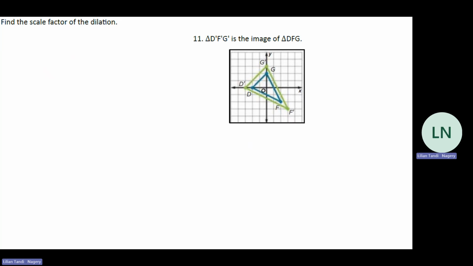Alright, you will do the same thing here. So I will write scale factor equals image over pre-image. Okay? What is our image? Is the green shape. So let's do G prime. What is G prime? 1, 2, 3. So (0, 3). That is for G. Okay? Then I will do the pre-image, which is the blue, which is (0, 2). Okay? Then I will do F.